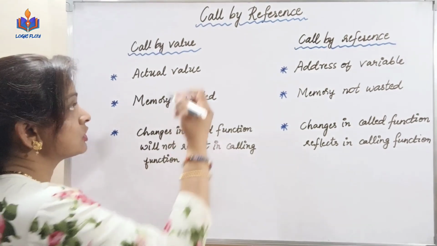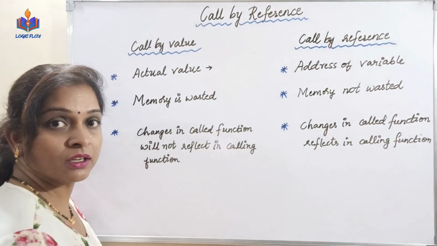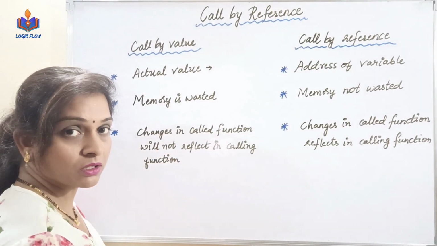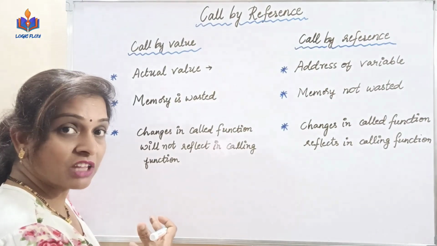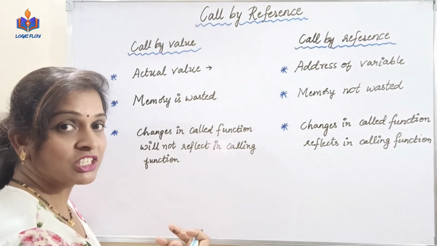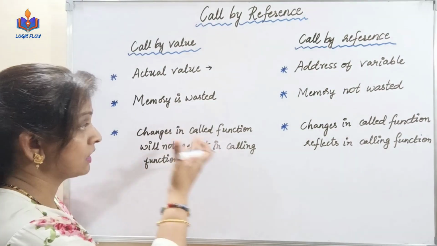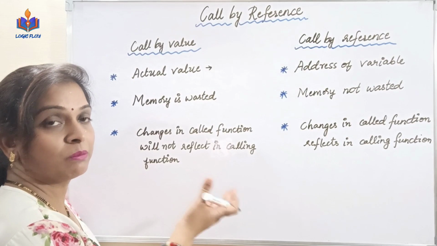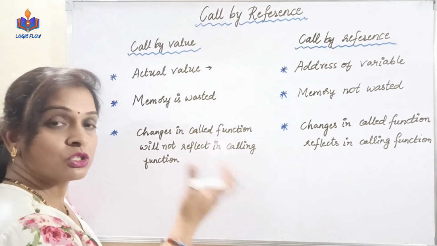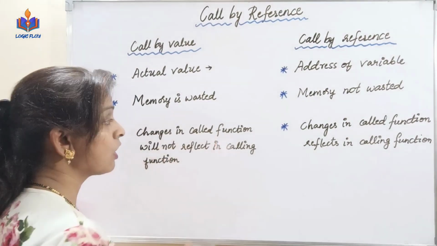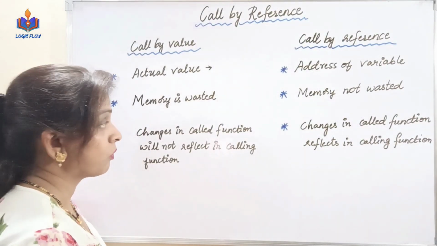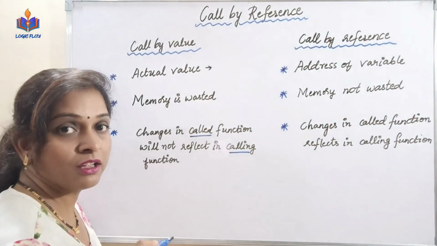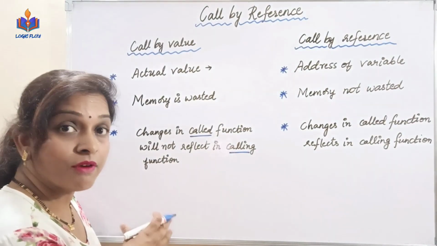So here the actual value will go in the function call, and we receive that with new variables, which means memory is wasted. And as we receive that with new variables, whatever changes we do in the called function will be reflected only to that new variable. So whatever changes we do in the called function will not reflect in the calling function. This is what call by value is.